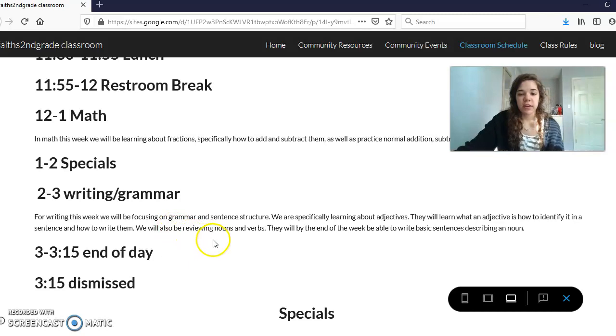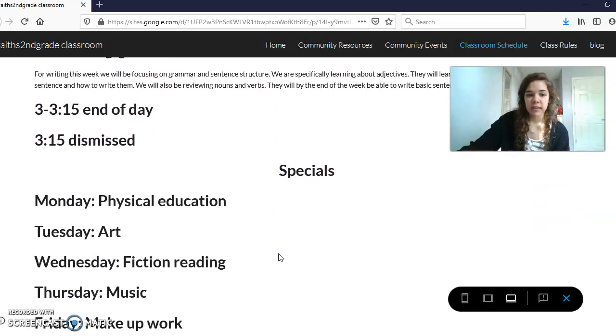For grammar this week, they're going to be focusing on sentence structure, and in that we're going to be learning about adjectives. This is a new topic for the students in my class for this week, and they will learn what an adjective is, how to define it, how to identify it in a sentence, and then also by the end of the week they will be able to write an adjective in a sentence.